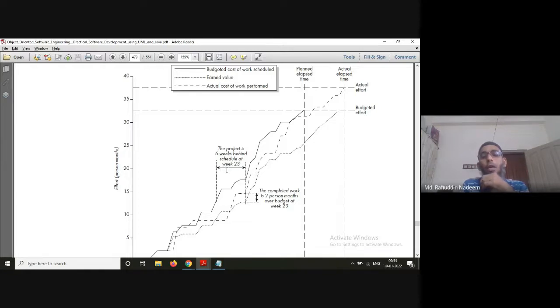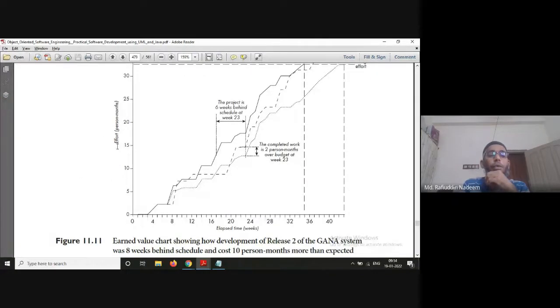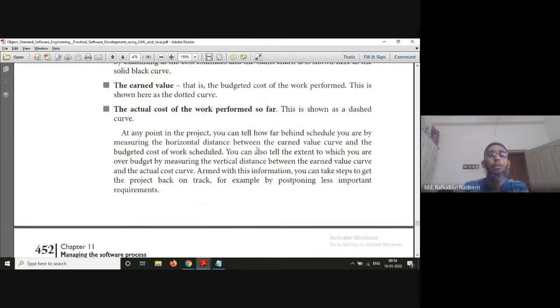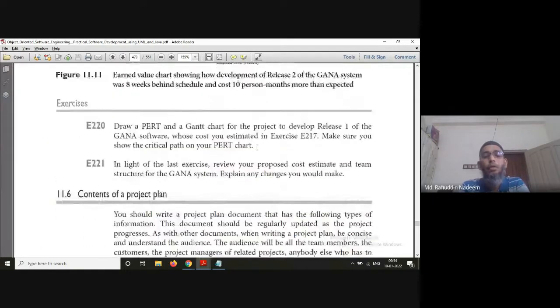Also, the vertical distance: on the y-axis, effort in person-months is specified, and on the x-axis the elapsed time is specified. The vertical difference will tell you the completed work in 2 person-months of budget at week 23. It means you require 2 person-months extra to complete the work, that is, an extra payment and extra effort. So this is what can be studied using this earned value chart.